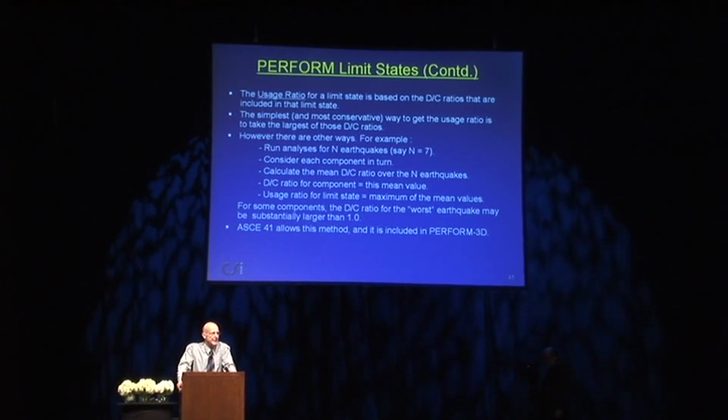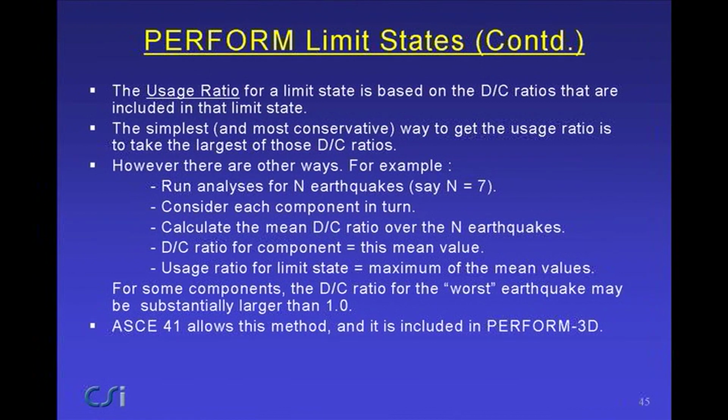And this now gets us into earthquakes. Suppose you run analyses for n earthquakes, and n might be 3, might be 7. Actually, people have been running 28. 7 earthquakes, 2 directions, plus and minus. There's a whole bunch of combinations. Let's say n is equal to 7 for the time being. You would consider each component in turn, basically each hinge in turn. And for that hinge, you've got 7 demand capacity ratios, 1 for each earthquake.